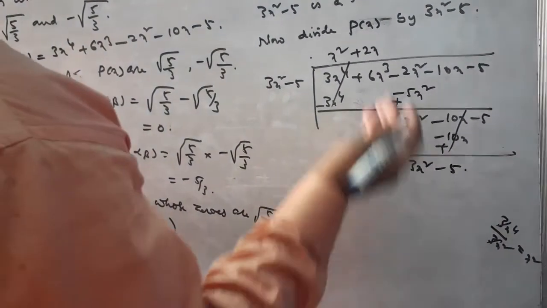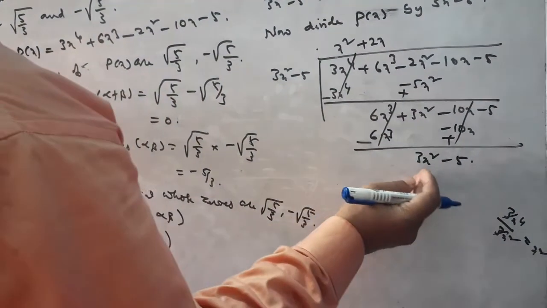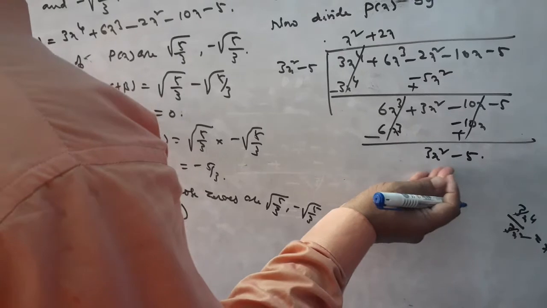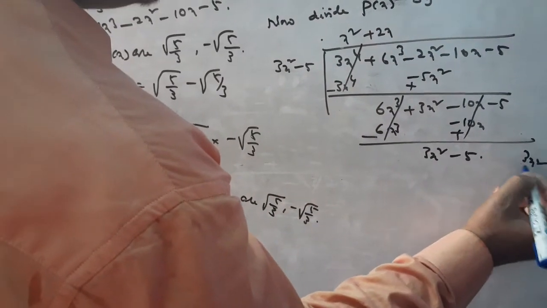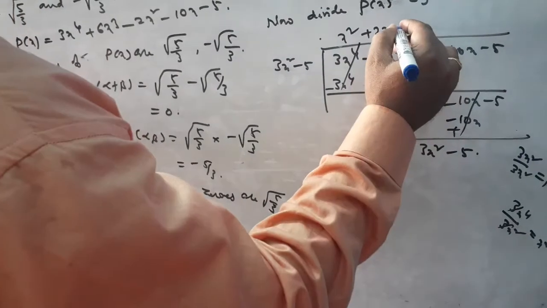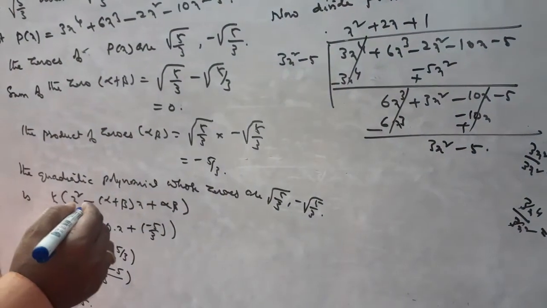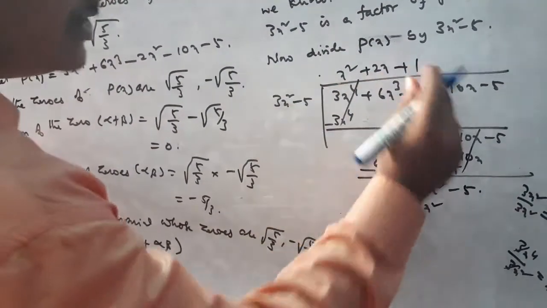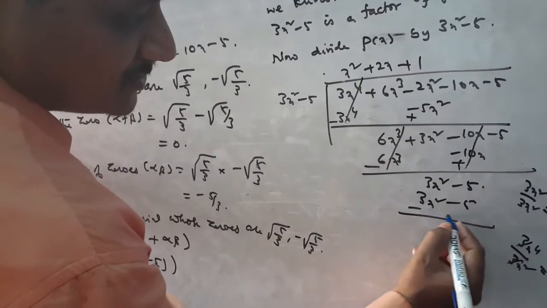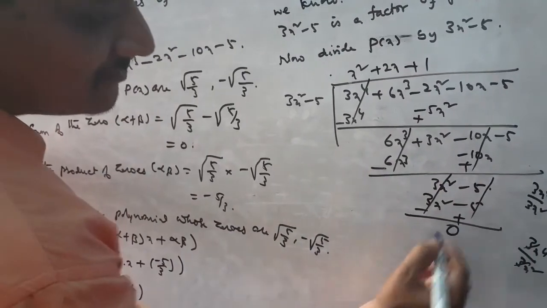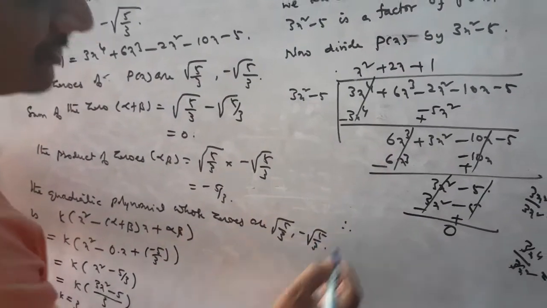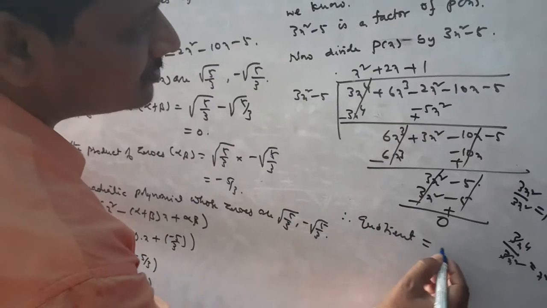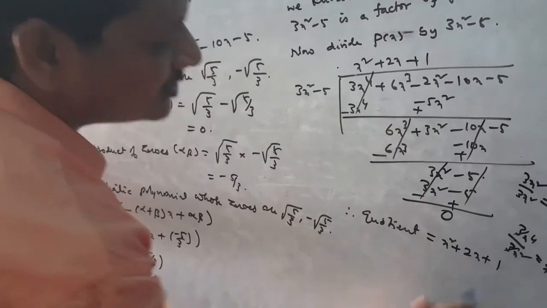Again the third term of the quotient: 3x square by 3x square, we will get 1. Here plus 1 is the third term of the quotient. 3x square minus 5 into 1. The signs will be changed, both will be cancelled, we will get 0. So therefore the quotient is equal to x square plus 2x plus 1.